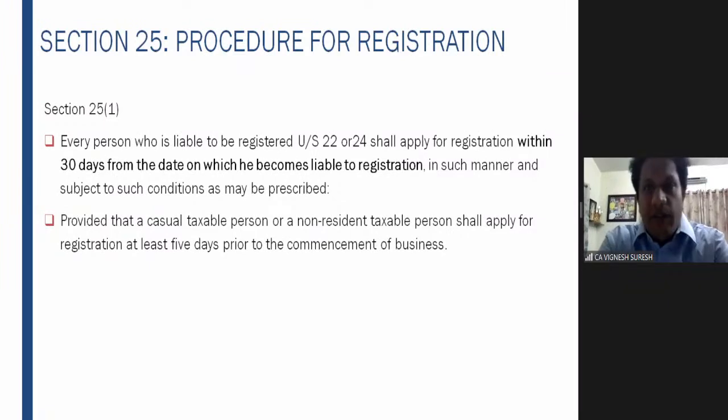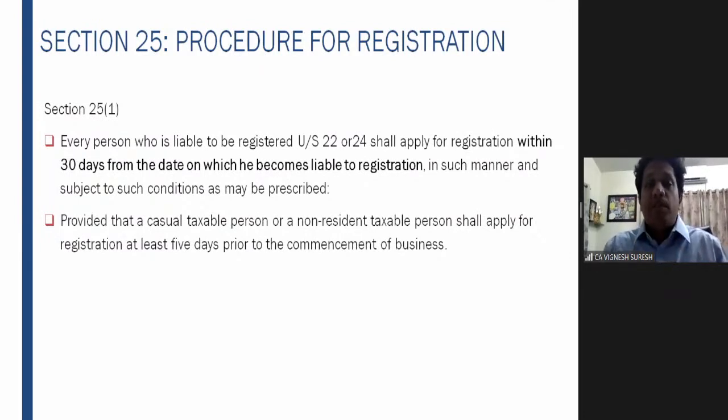We shall delve into these concepts in detail today when we talk about casual taxable person and non-resident taxable person. We also covered the concept of casual taxable person in the previous session. So therefore, with regard to that particular person, he shall apply for registration at least 5 days prior to the commencement of the business. So what do you mean by a casual taxable person?